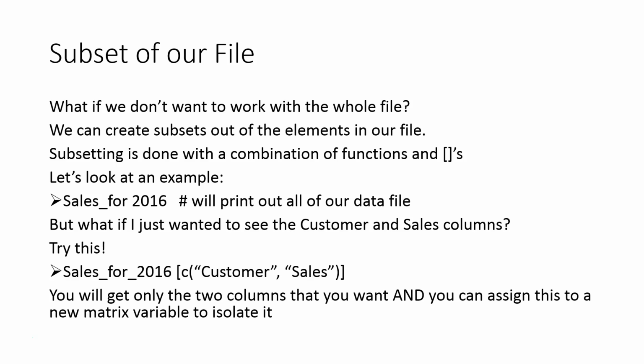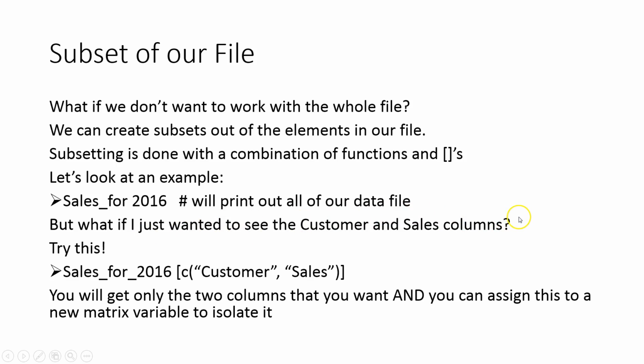If we look at an example, we say Sales_for_2016. Right now notice that there's a typo in that. There's two typos in it actually. Sales should be uppercase, but there should be an underscore here. That will actually throw you an error. So I just missed that underscore. But if you type out the name of the file and hit return, what that's going to return to you is all of the elements in the file. It just lists out the file, unless the file is huge, and then it will list out the first few rows of the file. But what if I wanted to see just the customer and sales columns?